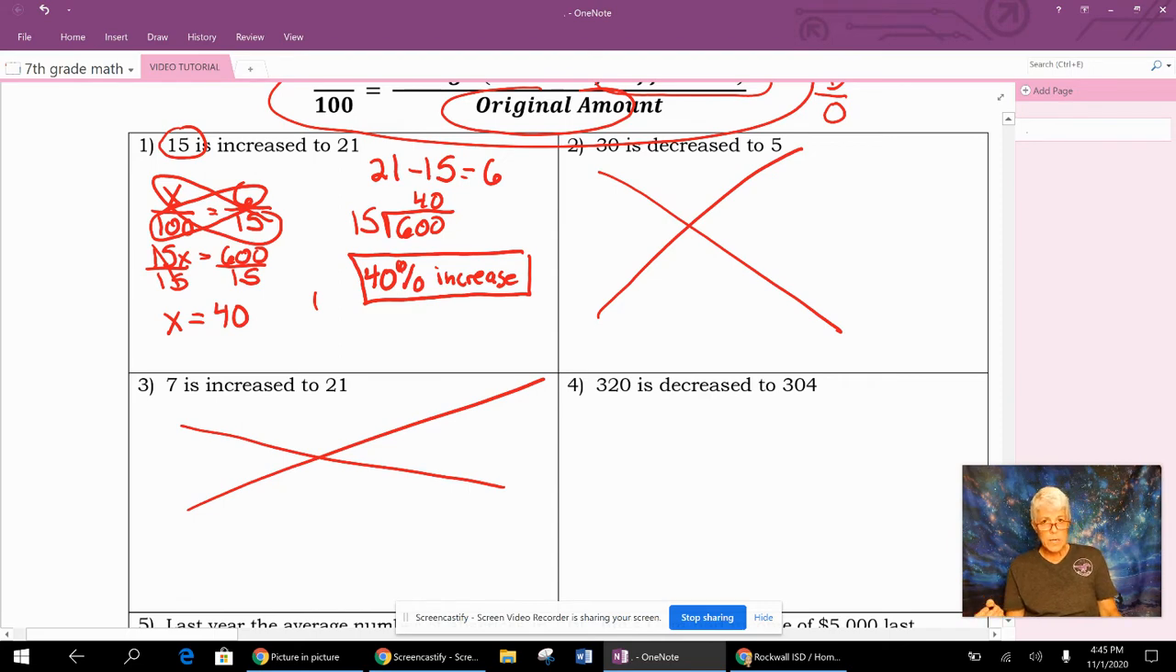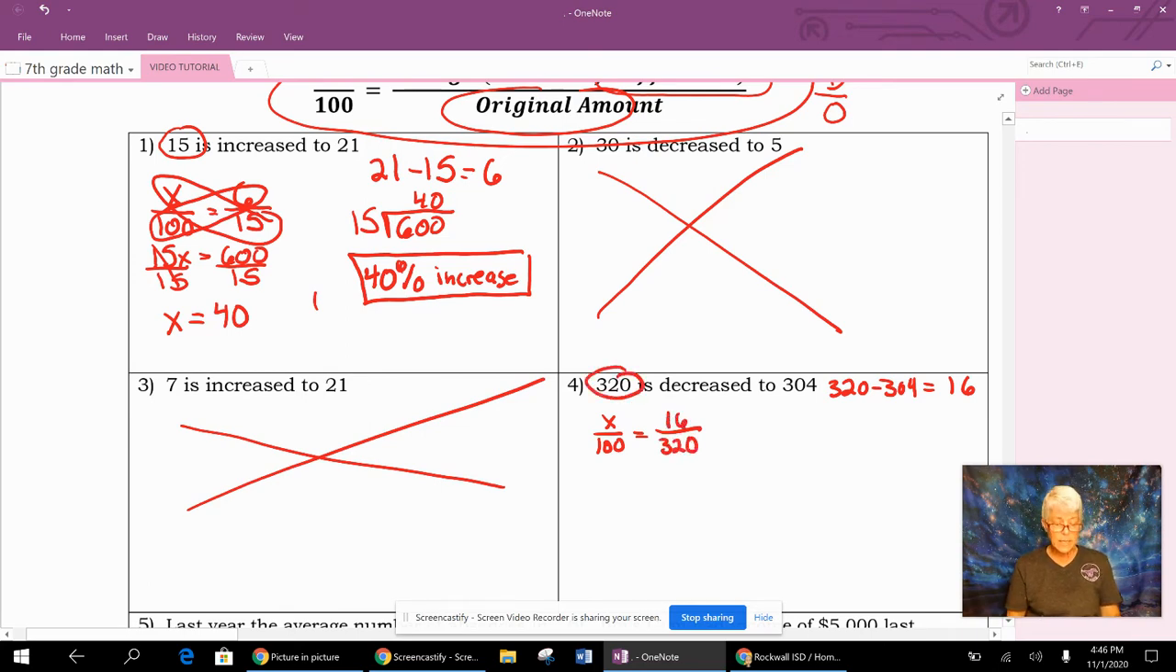320 is decreased to 304. So the very first thing that I want to figure out in order to figure out the percent change is the difference, and the difference is 16. I'm looking for the percent, so what is over 100 will be an X. The difference is 16. The original is going to be the 320.